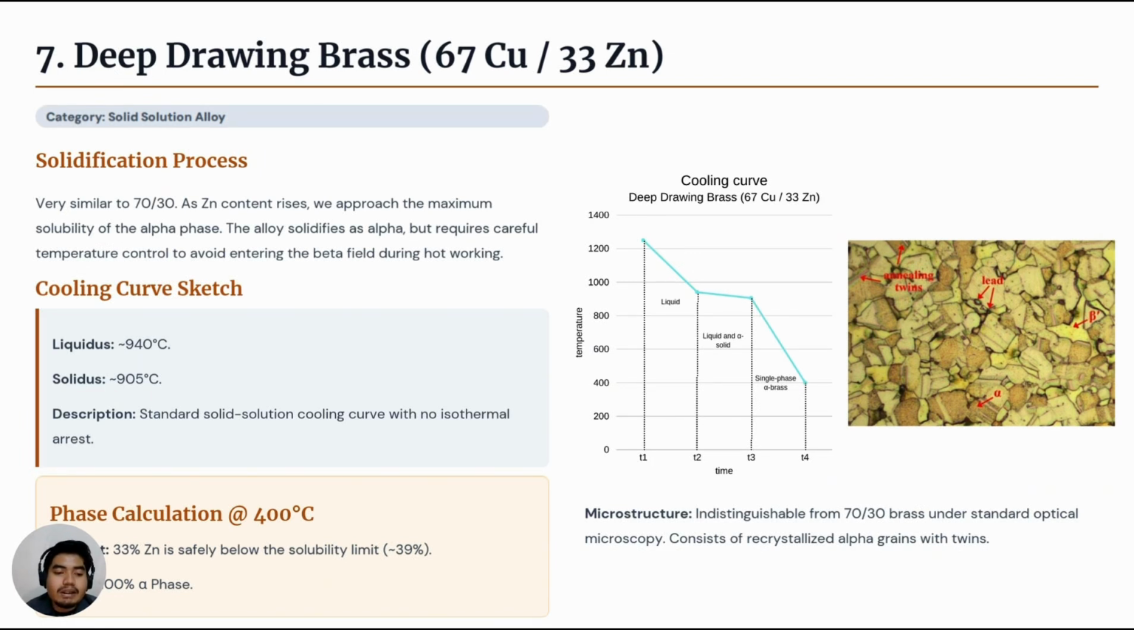In summary, 67-33 brass is a fully alpha phase alloy with solid solution strengthening, predictable cooling behavior, and a recrystallized microstructure suitable for extensive plastic deformation.